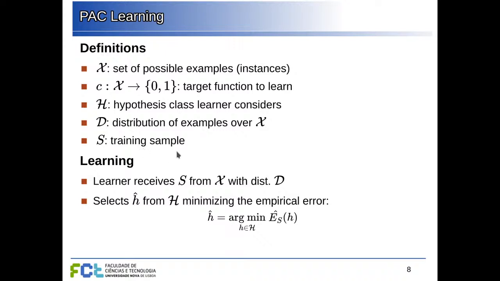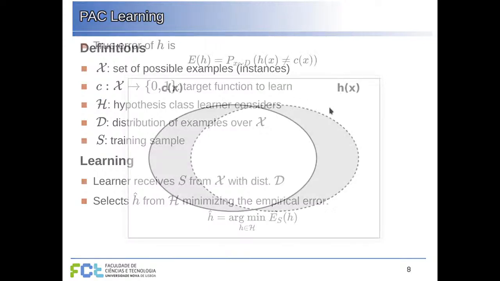And we can also then test with another sample, for example, using the same distribution and so on. But the idea is that during learning, we have a sample of examples taken from the universe with some random distribution, and we are going to select one hypothesis from the hypothesis class by minimizing the empirical error. So this is what we saw, empirical risk minimization. This is what our learner is going to do.